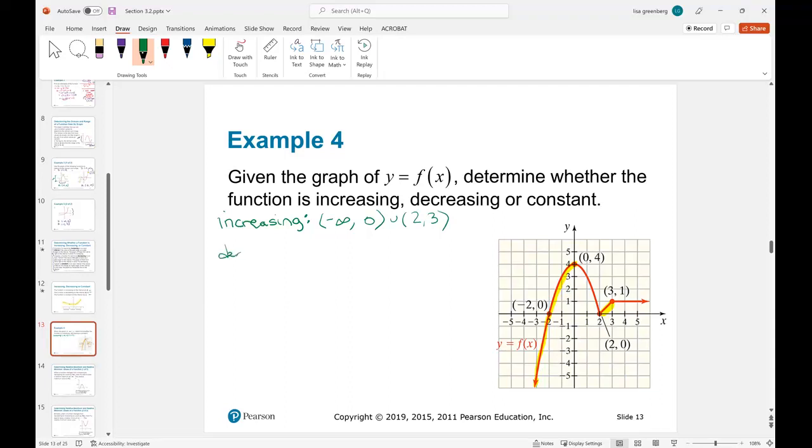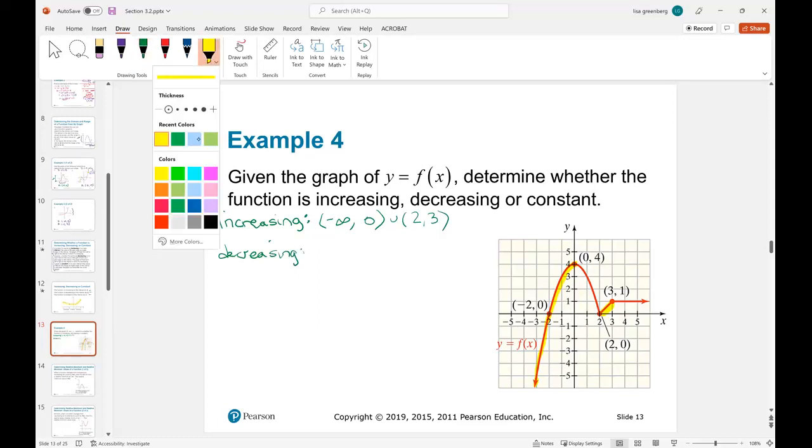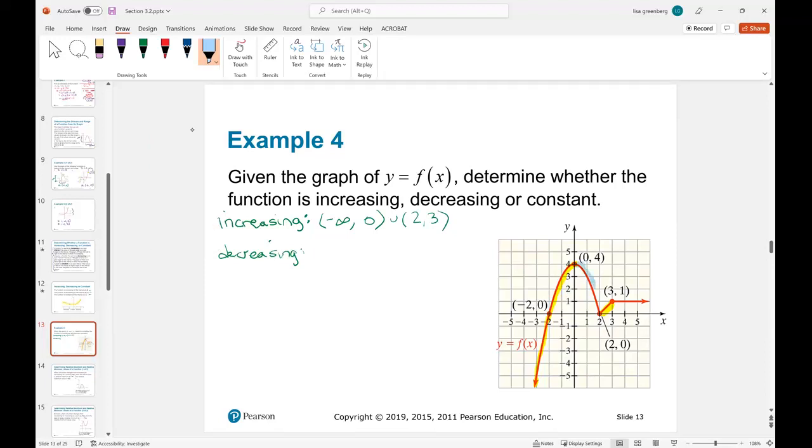Where is it decreasing? It's decreasing starting here at 0, and it's going down right here. And that's really the only place it's decreasing. So it's decreasing from 0 to 2. Okay, and I think you can tell that I couldn't really include 2 in either interval, because which interval would I include it in? So I leave them open.